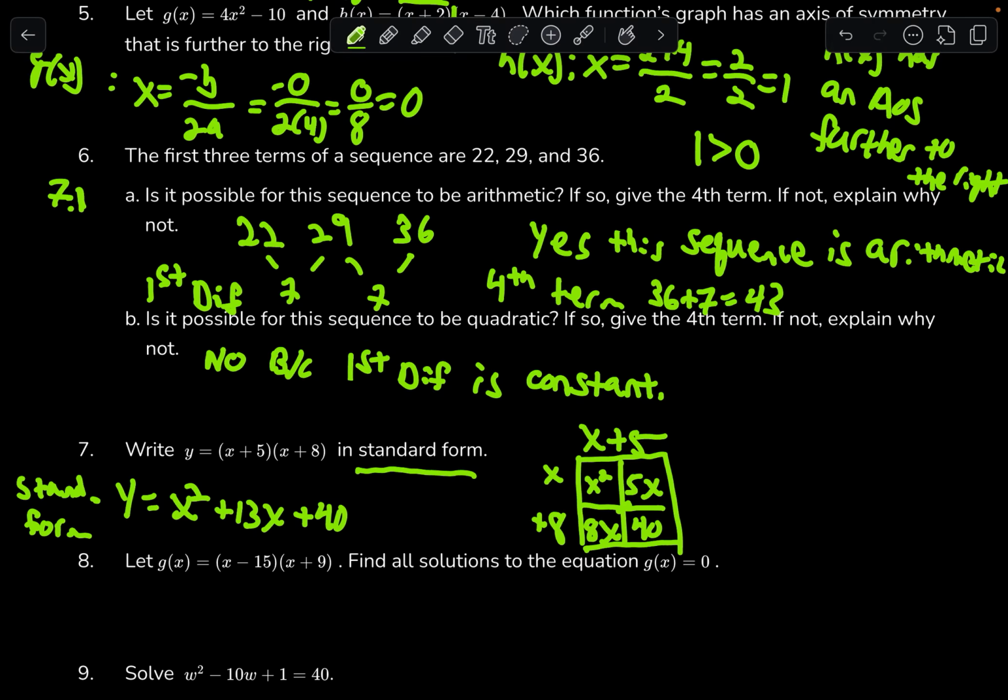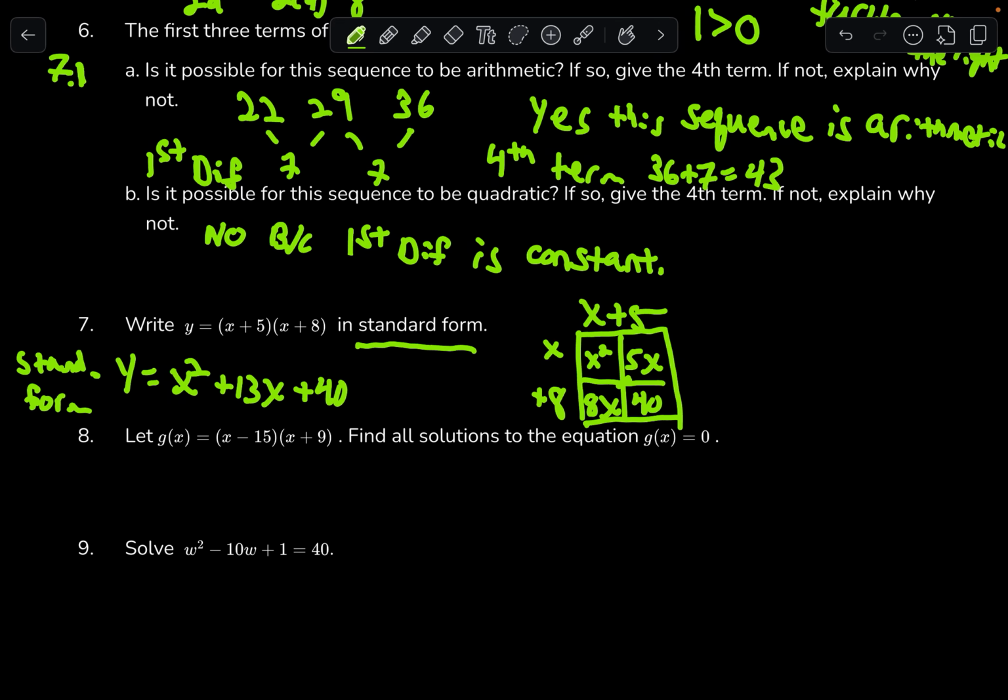Okay. On 8, it says let g of x equal x minus 15 times x plus 9. Find all solutions to the equation g of x equals 0. Well, that means you set each factor equal to 0. X minus 15 equals 0, and x plus 9 equals 0. X equals 15 or x equals negative 9. It's real simple. You just set each of these linear factors equal to 0 and solve for x. All right, so that's the answer.